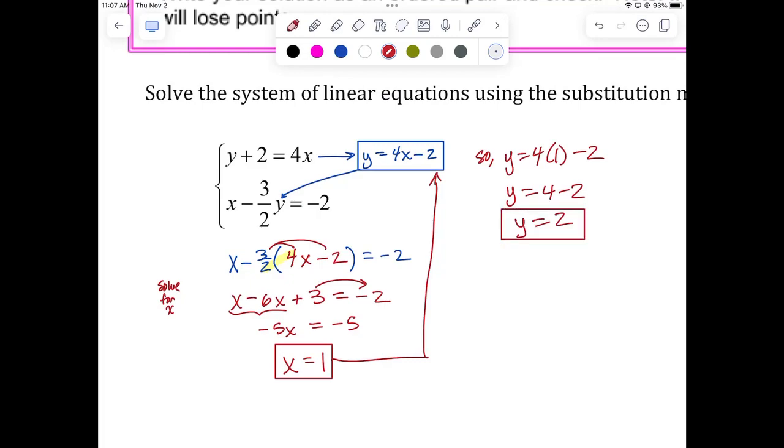So we used that equation twice, didn't we? The one that we solved for initially for the variable, we used it twice. We used it once to plug into the other equation, and then we used it at the end to find the other variable. So you will be using it twice.